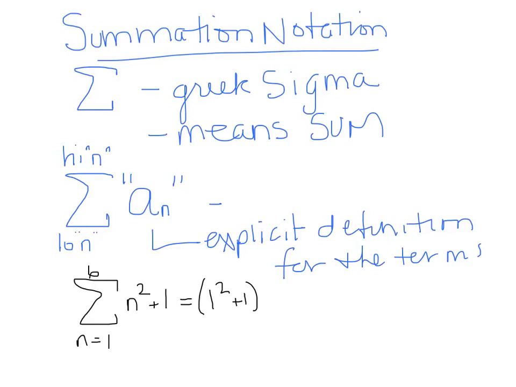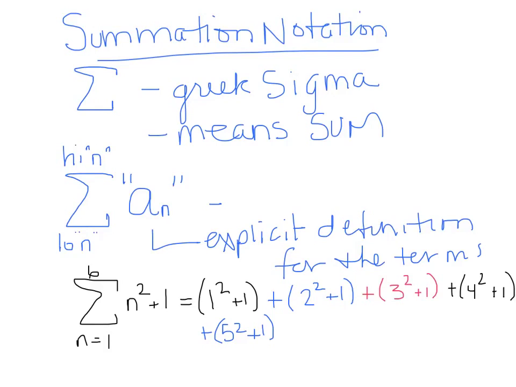That's the first term. And then you're going to add it to the second term when n is 2. So 2 squared plus 1. And then you're going to add it to the third term, and when you have n equal 3, it's 3 squared plus 1, and so on. We're going to keep going and add it to the fourth term, 4 squared plus 1. Keep on going. 5 squared plus 1 is the fifth term, according to this definition that we have, and 6 squared plus 1.